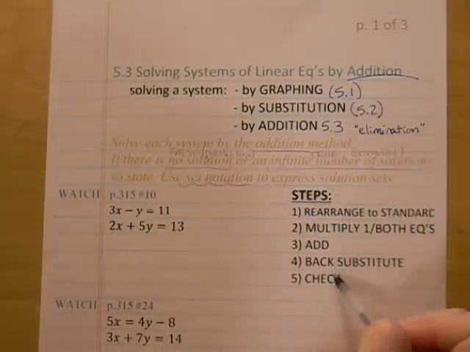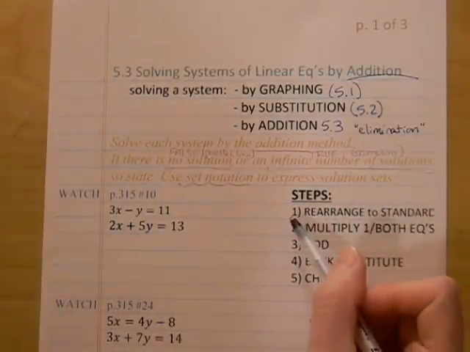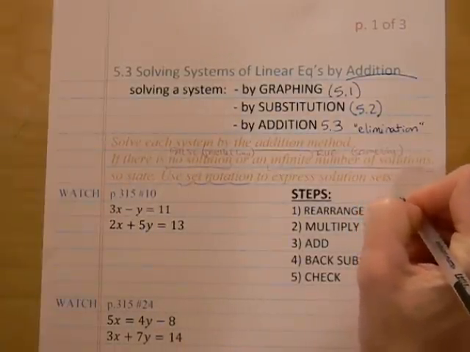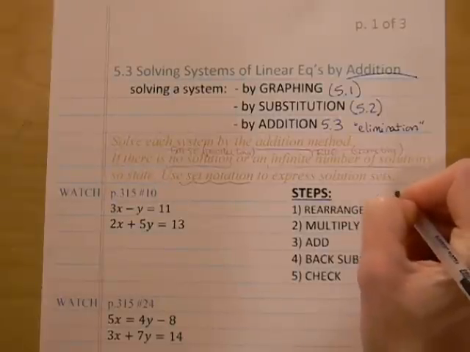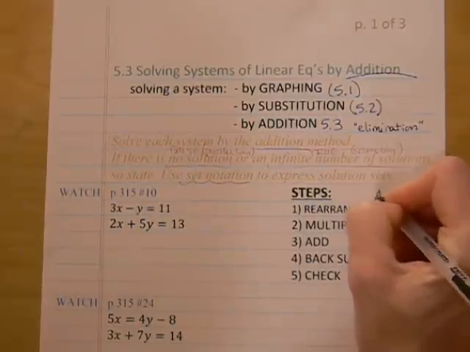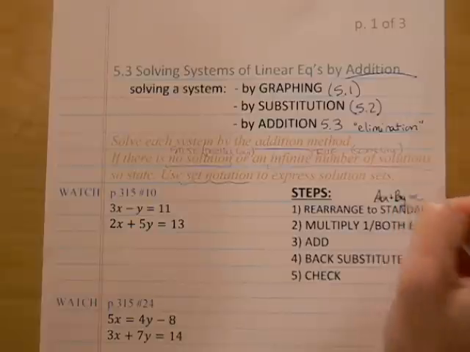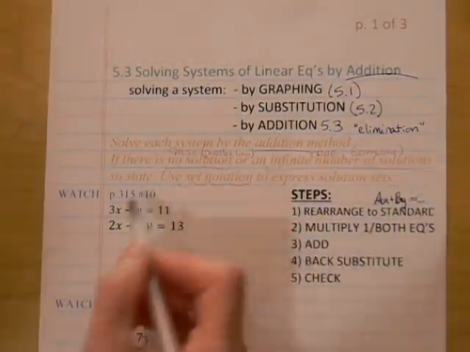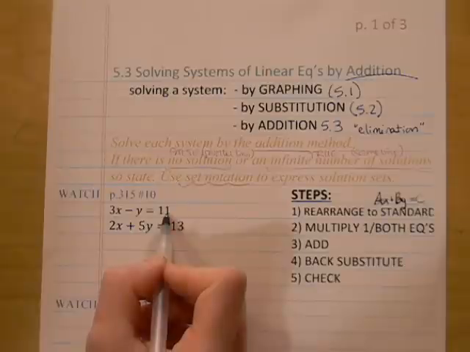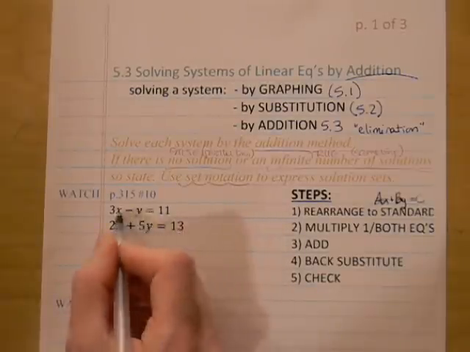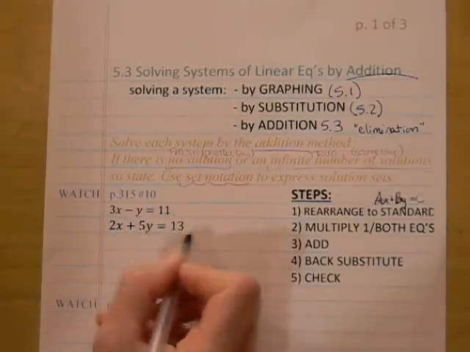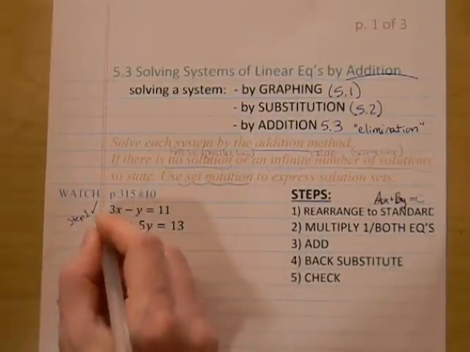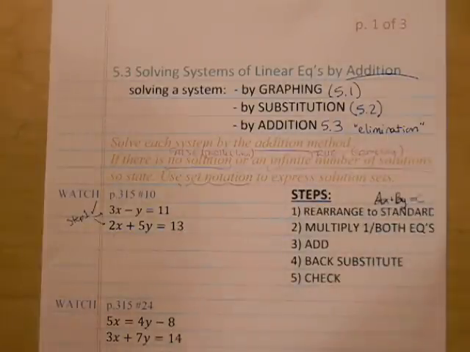The steps here are already written for you. We'll talk about them. We're going to rearrange to standard form. That's your ax plus by equals c. In this case both are done. We've got x and y equal to a number: 3x minus y equals 11, and 2x plus 5y equals 13. So step 1, both equations are in standard form, so we're done with that.